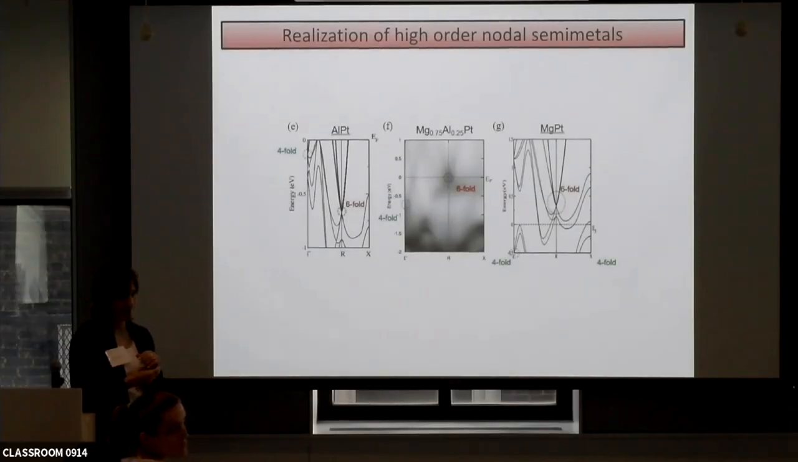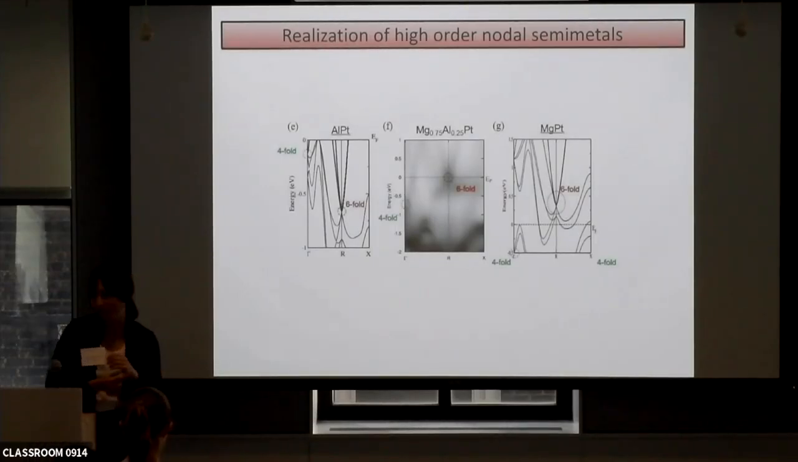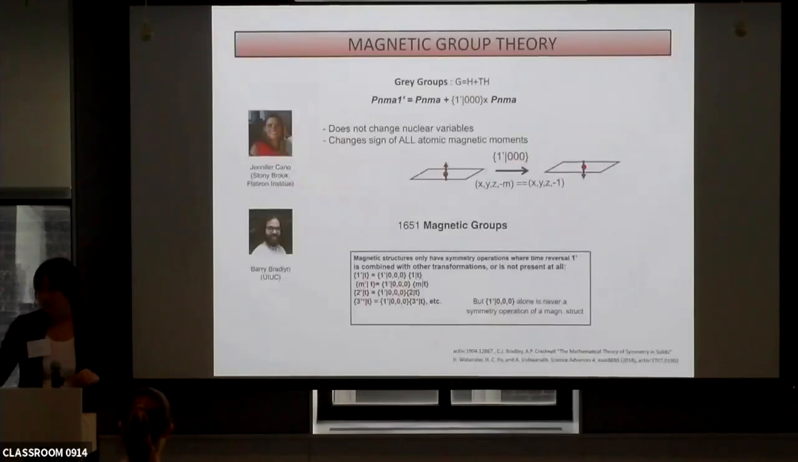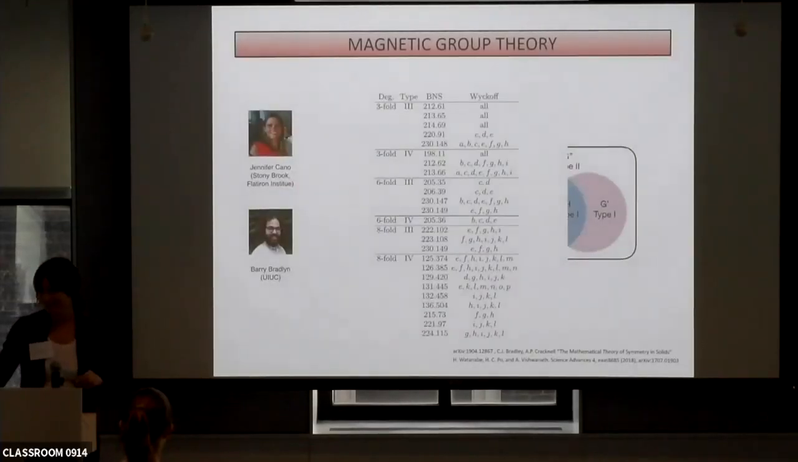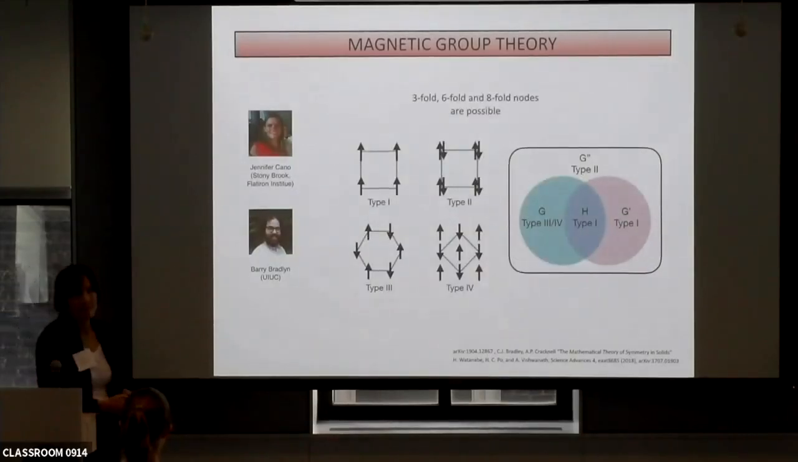So how does the 4, 6, and 8 fold differ in magnetic groups from non-magnetic groups? What is the fundamental physical difference? Do we know? I know it's not very well known even for the 8-fold in non-magnetic groups.